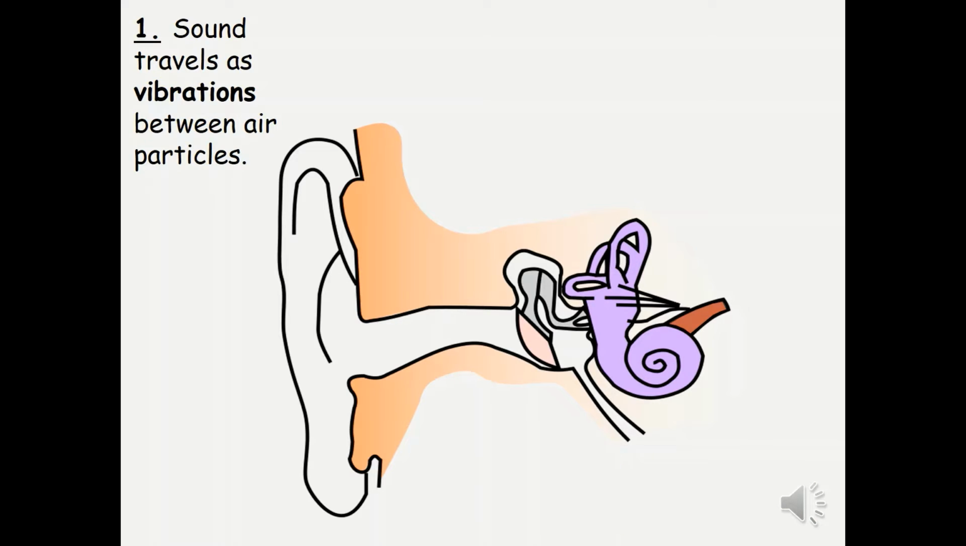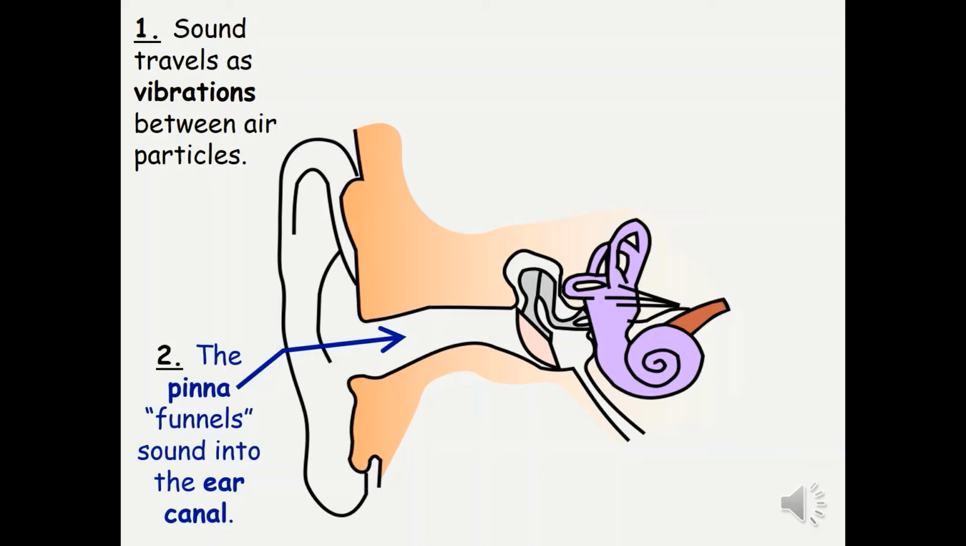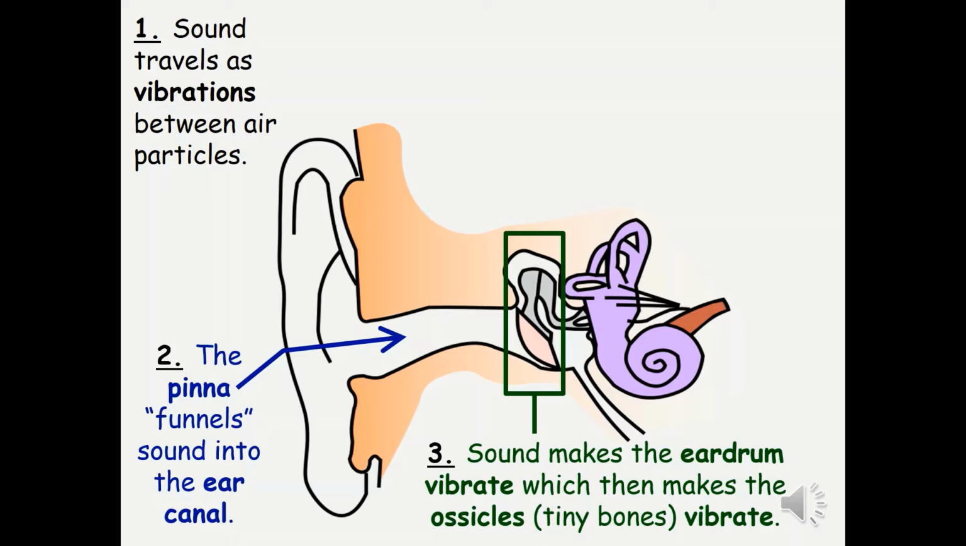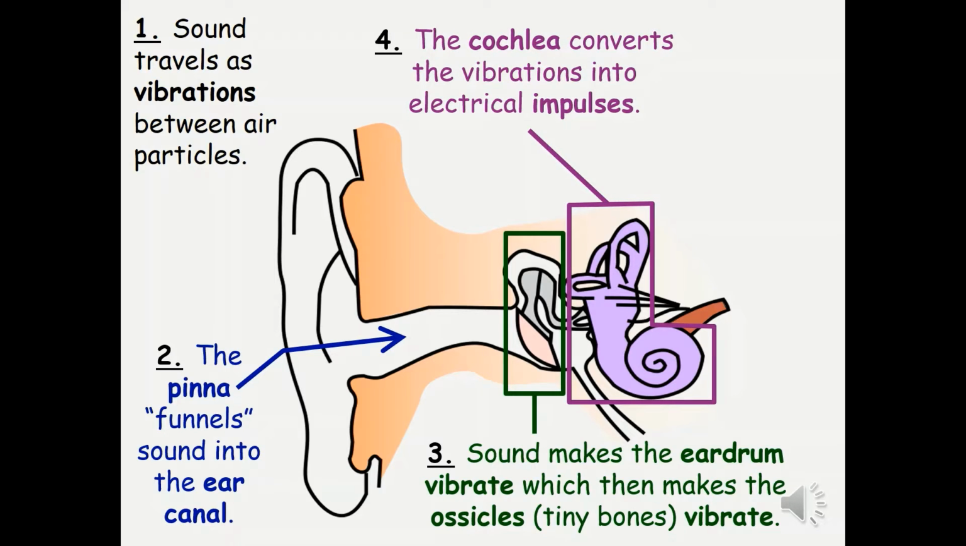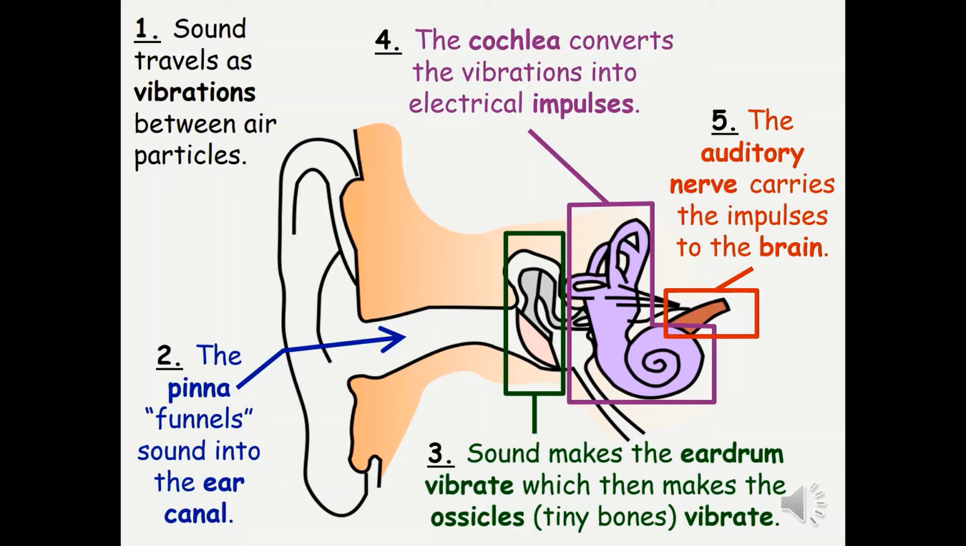Now let's think about this. Sound travels as vibrations between air particles. The pinna funnels sound into the ear canal, and the sound makes the eardrum vibrate, which then makes the ossicles, these tiny bones, vibrate as well. The cochlea converts the vibration into electrical impulses, and of course, the auditory nerve carries the impulses to the brain.